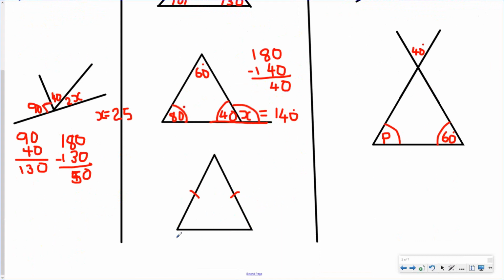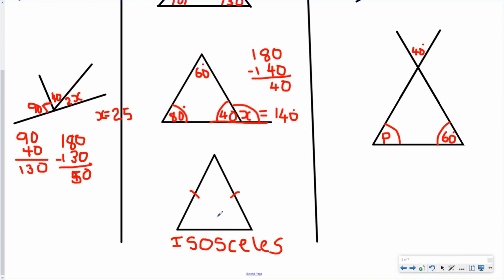Isosceles triangle. Spell the word isosceles for me, please. I-S-O... Isosceles, yeah? Isosceles triangle, yeah? So we get the isosceles triangle.